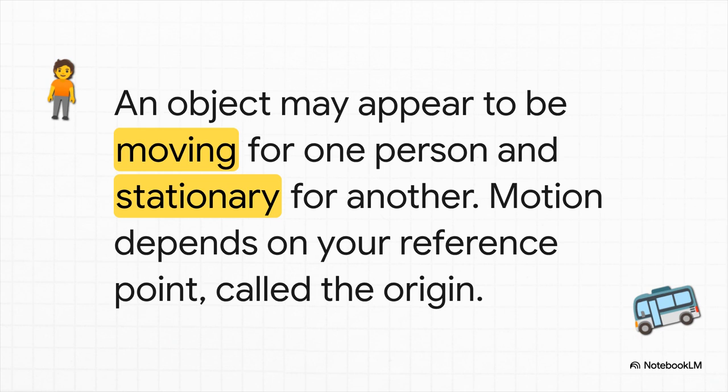But what if we zoom out, way out, to an astronaut looking down from space? You, your room, everything. You're all hurtling through the cosmos on this giant rock we call Earth. So motion is always relative. It's all about your frame of reference.